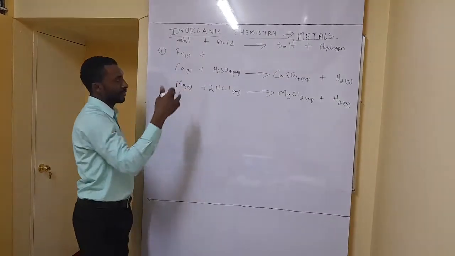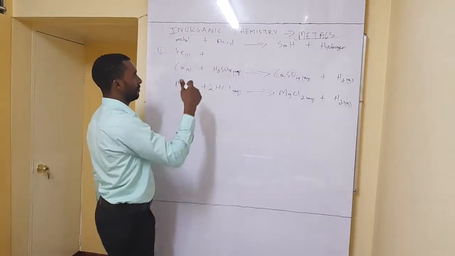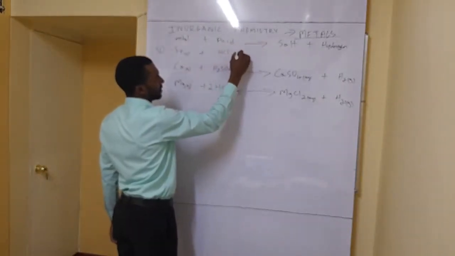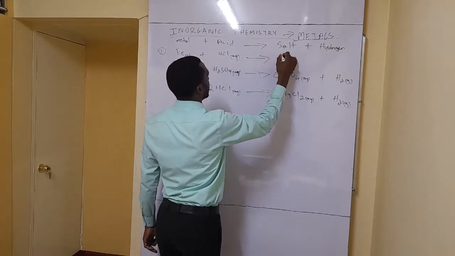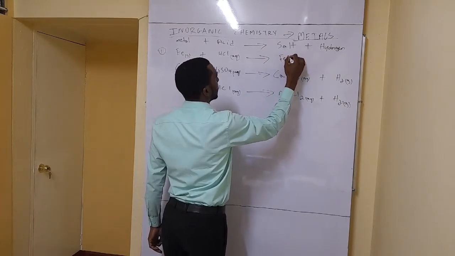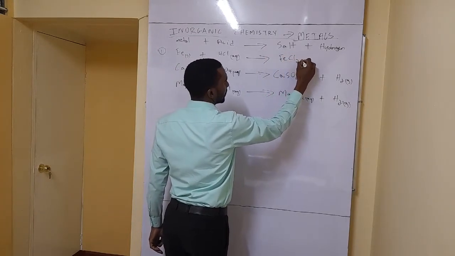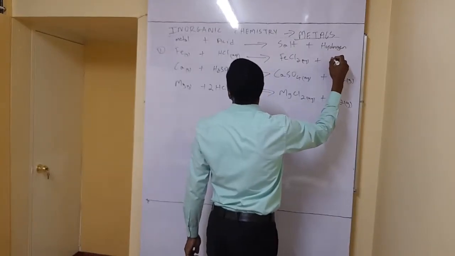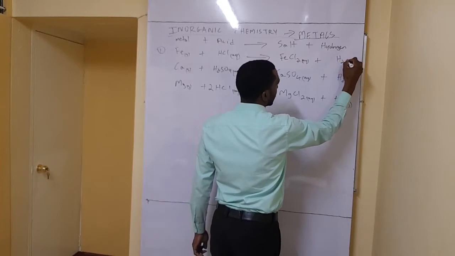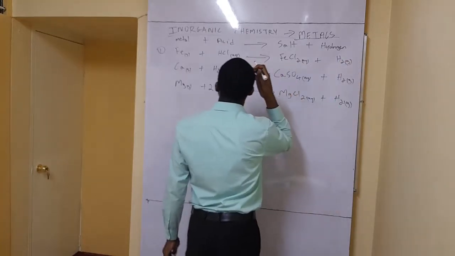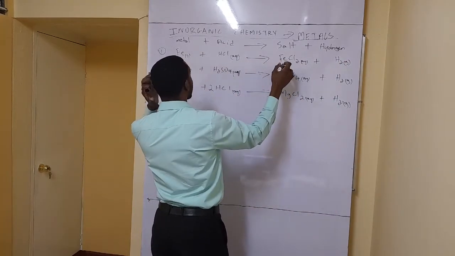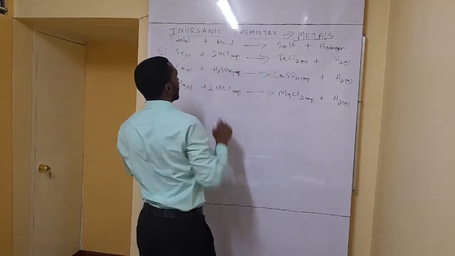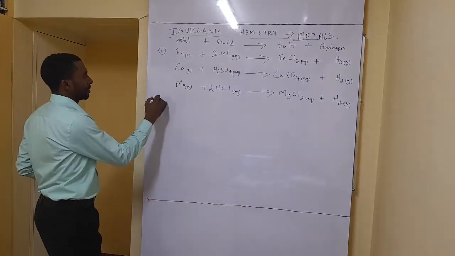Iron reacts very slowly with acid, right? So if we go HCl here, hydrochloric acid, it will produce FeCl2 plus hydrogen gas. Right, so if we balance it, we have 1, 2 here. Balanced, right? That's some example.